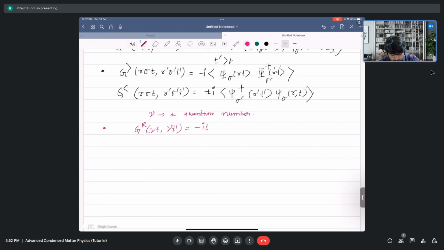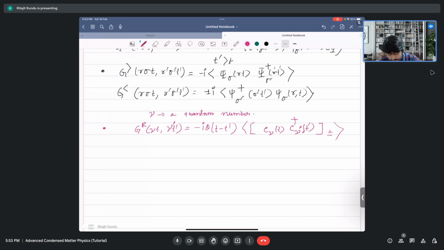In that case, the structure will be exactly the same, but the field operators will have this nu index now. Let me write it nu prime, or let's say these are fermions or bosons. So these are my creation and annihilation operators, right? The structure remains the same, but we just write it in terms of other field operators, which here is the field operator corresponding to the quantum numbers nu and nu prime.